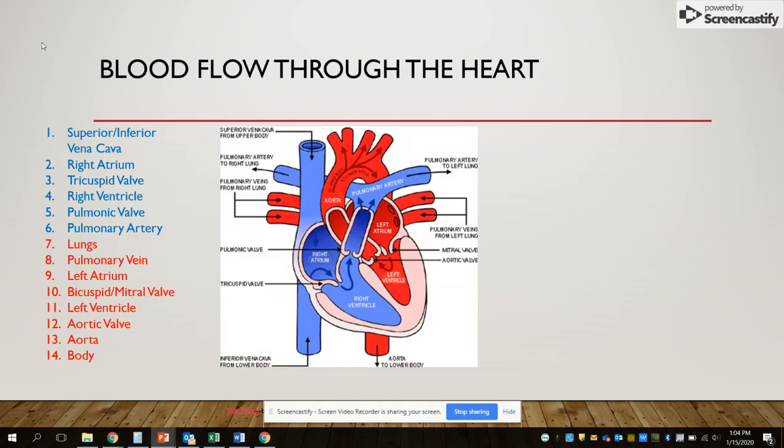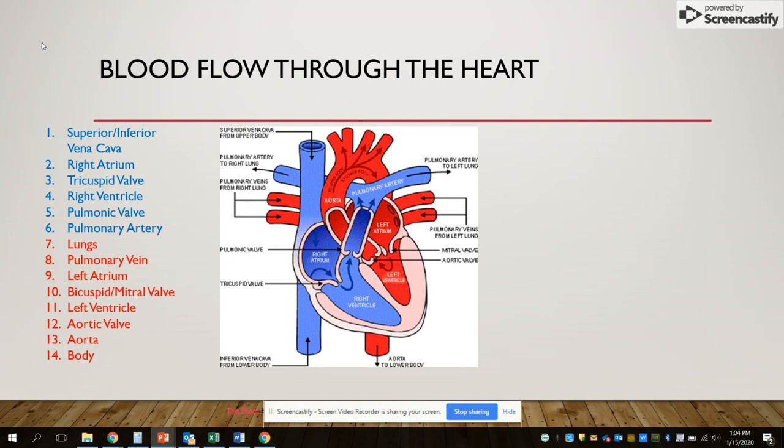Alright guys, so we're picking up with part 2 of the human body. The next thing that I want to talk about is the blood flow through the heart. Looking at the blood flow through the heart, I've listed the 14 steps, and everything that's listed in blue means that the blood there is deoxygenated or lacking oxygen. And everything in the red is going to be where it gets oxygenated, and then everything from that point.